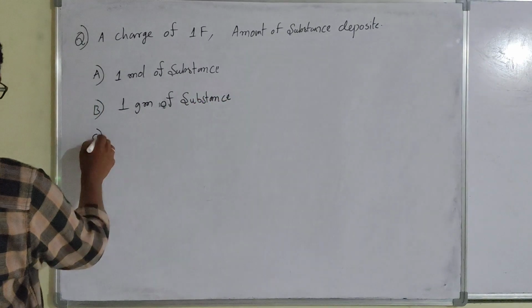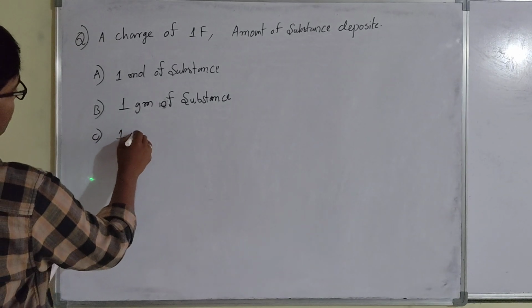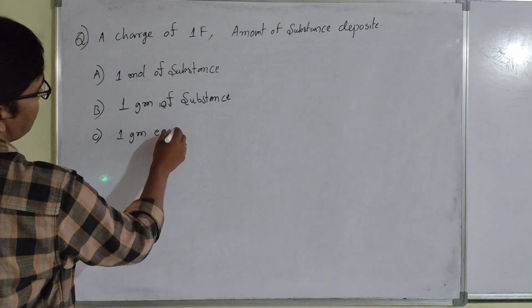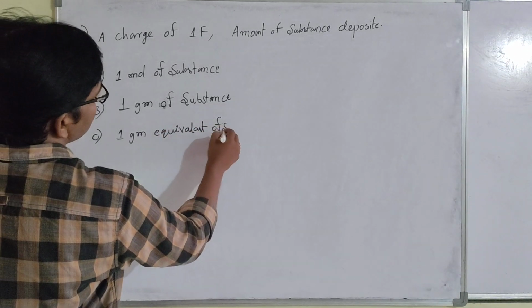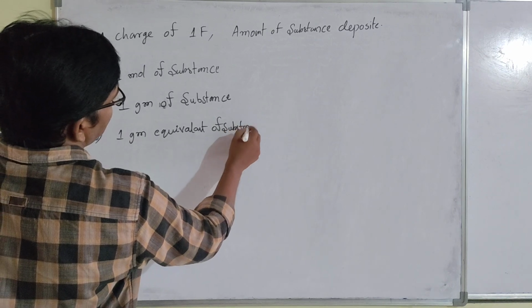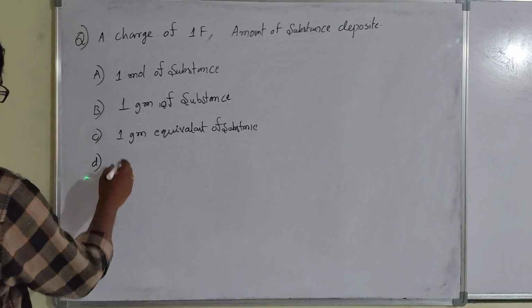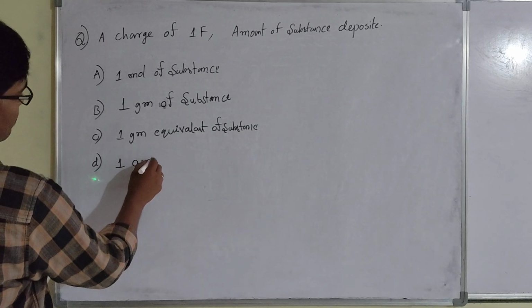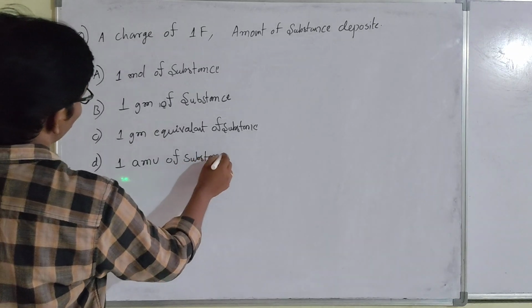option C, 1 gram equivalent of substance; then option D, 1 atomic mass unit of substance.